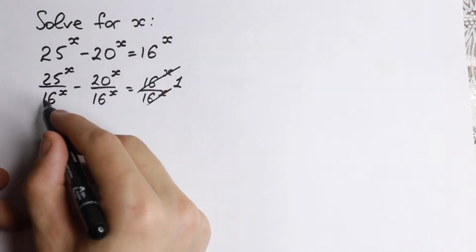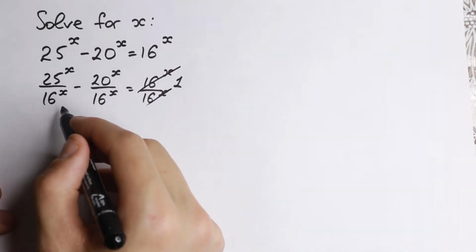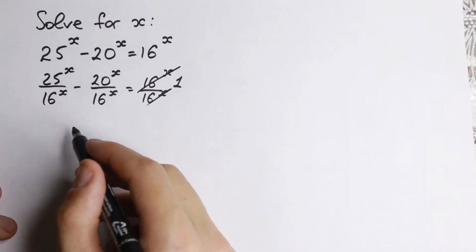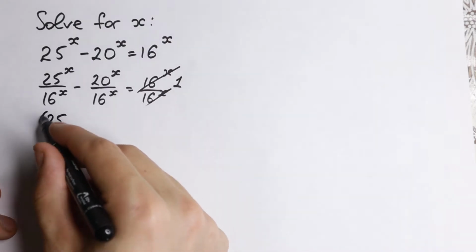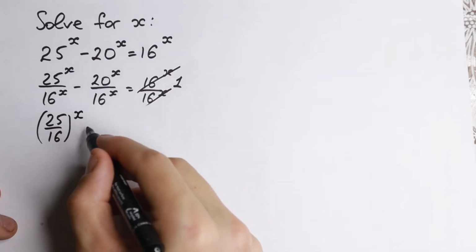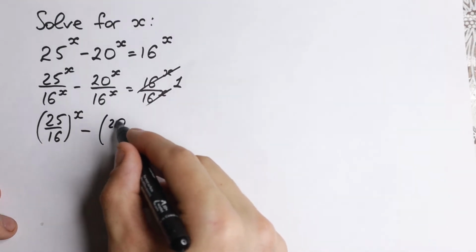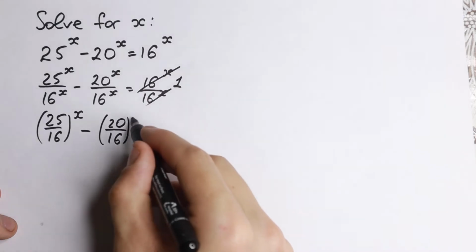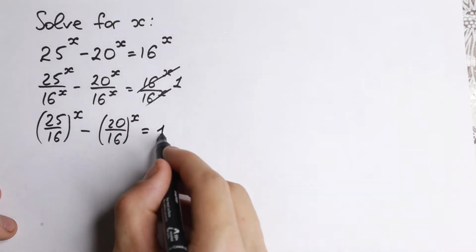25 and 16, these are different bases, but we have the same power, the same exponent. So, if you know a little bit about the power rule, we can write it as 25 over 16 to the power x. The same thing let's do with this one. So we have 20 over 16 all raised to the power x. So we have this situation equal to 1.